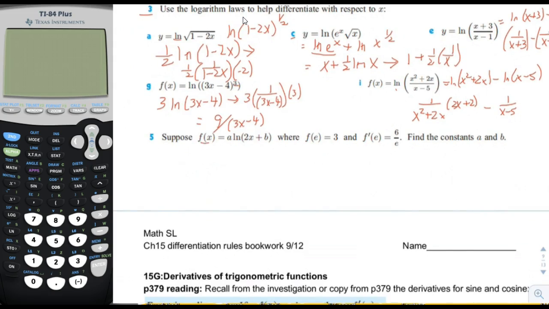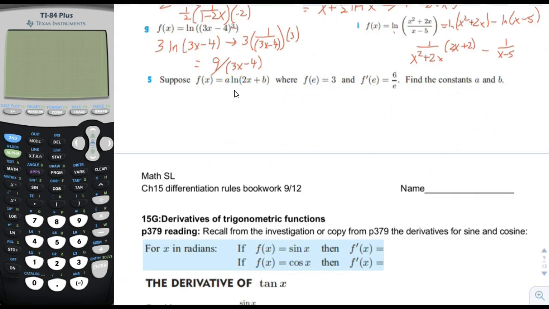Suppose that f of x is equal to a times the natural log of 2x plus b, where f of e equals 3 and f dash e equals 6 over e. Now, there's a reason why they put e in there, because it undoes natural log, so they're trying to make it simple. Okay, find the constants a and b. So they said that if we put e into f of e, then we're supposed to get 3. If we put e into the f dashed function, then we get 6 over e.